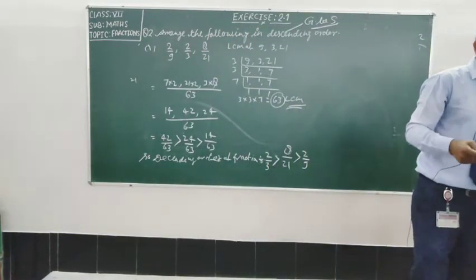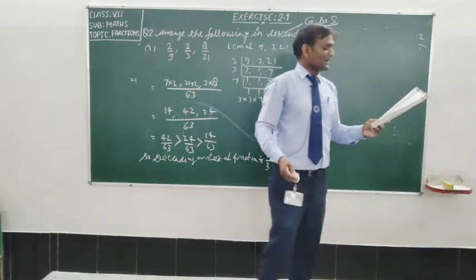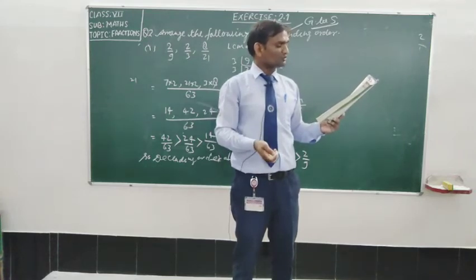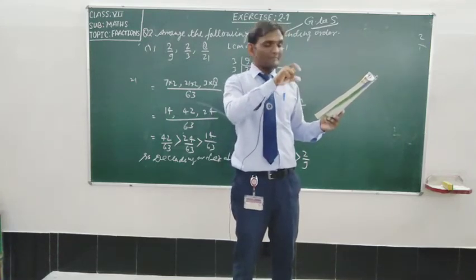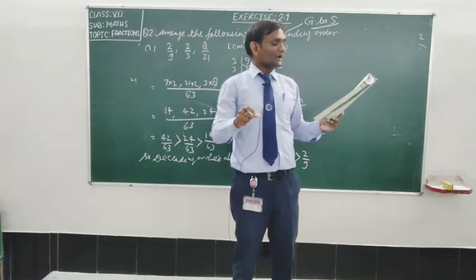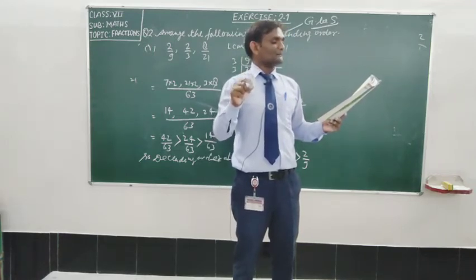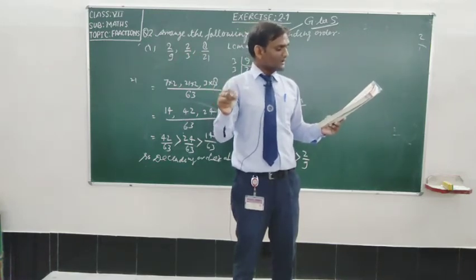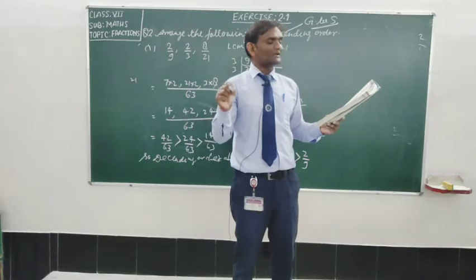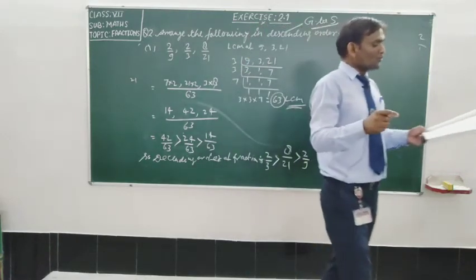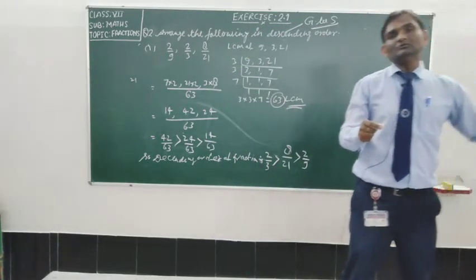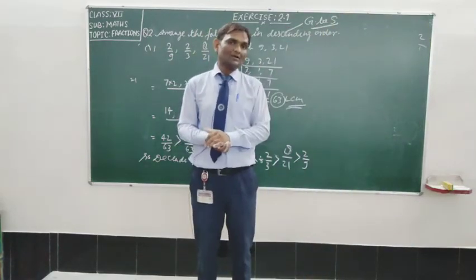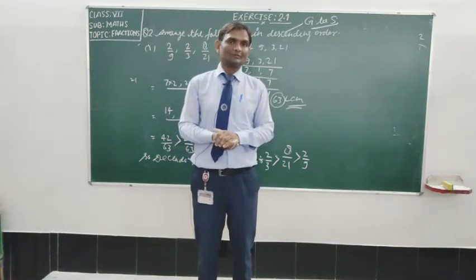And question number 3, student, it's a magic square. If you have the book, then you can open your book and see the question. It's a magic square, and the sum of the numbers in each row, each column, and along the diagonals is the same. Is this a magic square? The question is asking whether the square made in the book is a magic square or not.